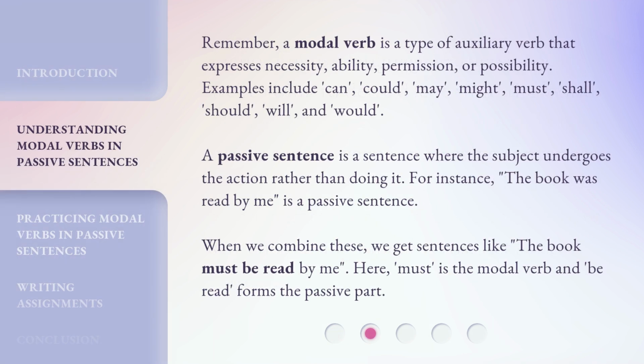Remember, a modal verb is a type of auxiliary verb that expresses necessity, ability, permission, or possibility. Examples include can, could, may, might, must, shall, should, will, and would. A passive sentence is a sentence where the subject undergoes the action rather than doing it. For instance, the book was read by me is a passive sentence.